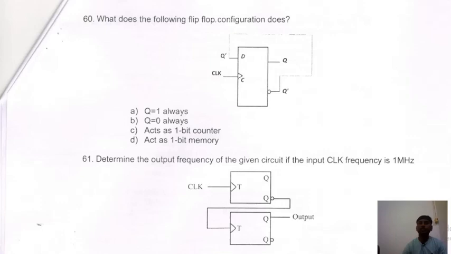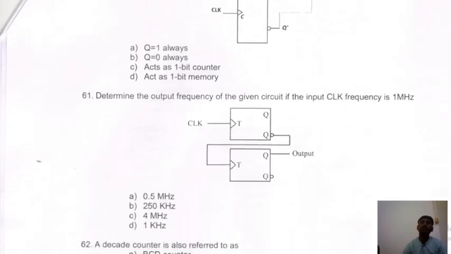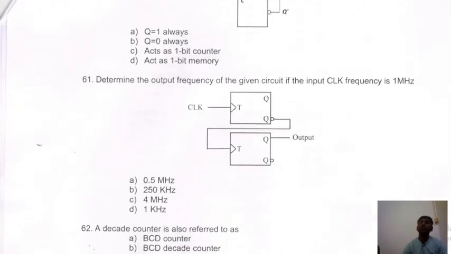Next is 61. This is a very conceptual question, already asked in the 2015 VSSC examination when I appeared at that time. So this is the same question they have taken here. That's why I always tell you to give attention to previous year's questions. You will easily get 3 to 5, 5 to 6 questions.